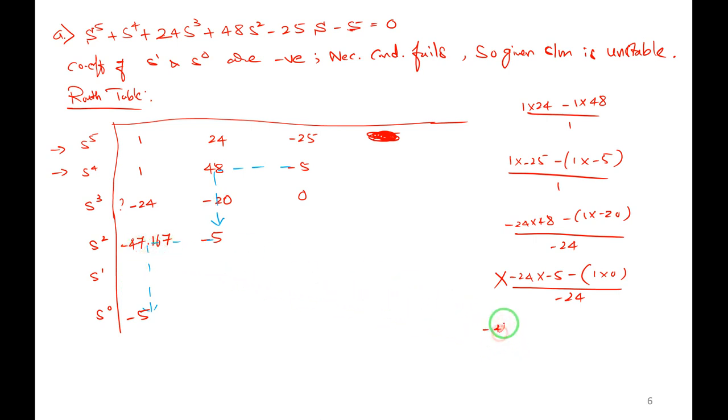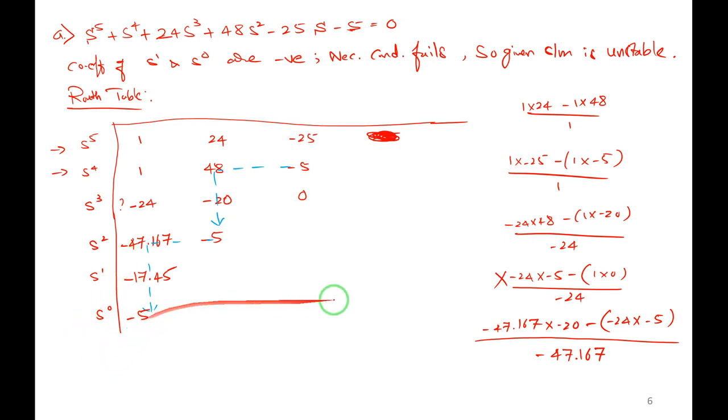We will calculate this. So let me write it. Minus 47.167 into minus 20, minus of open bracket minus 24 into minus 5, divided by minus 47.167. So you will calculate this. So minus into minus plus, it is 47.167 into 20 minus of open bracket 24 into 5, close bracket. I am getting 823 divided by minus 47.167. So I'm getting minus 17.455. Okay, this I got it.